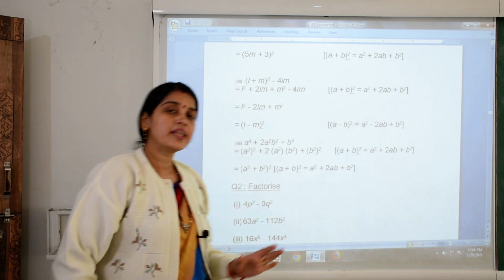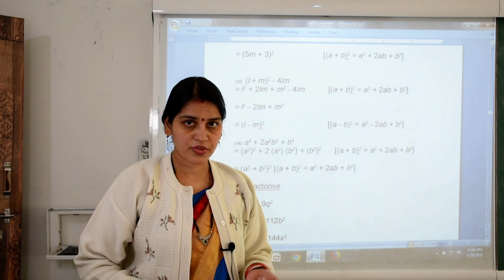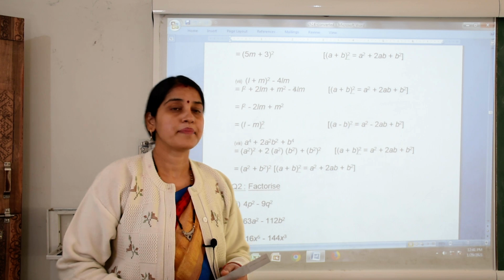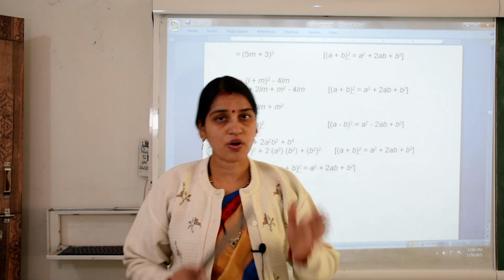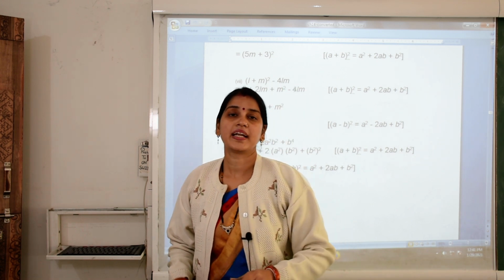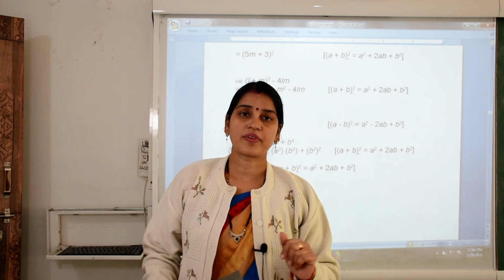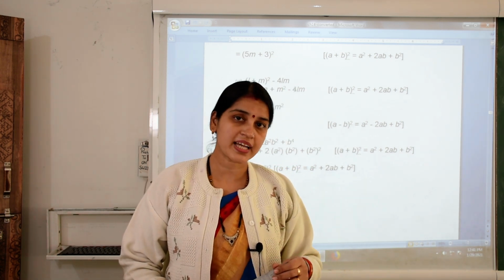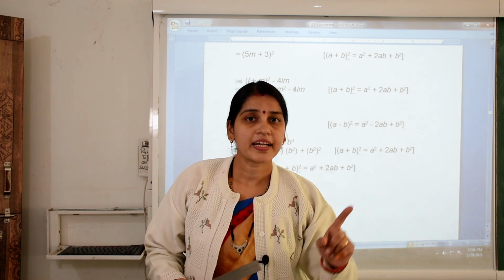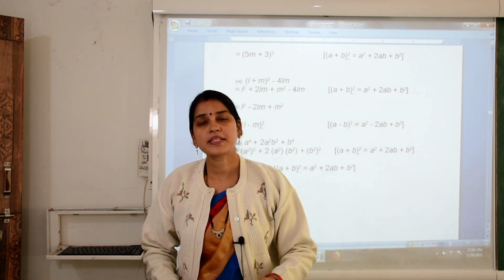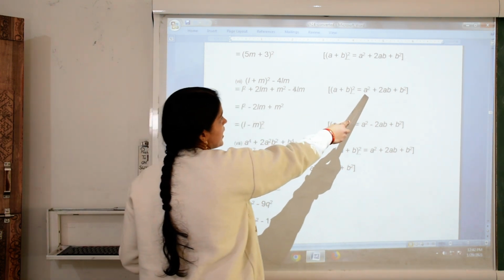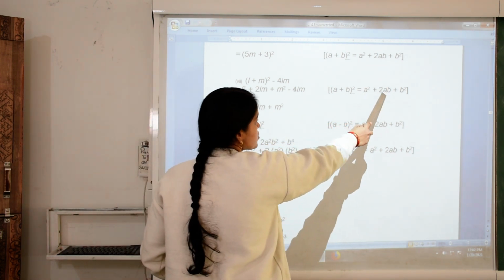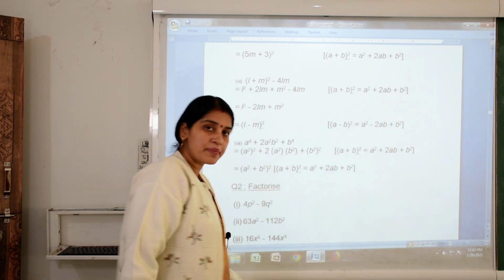Here you have given (L plus M) whole square minus 4LM. Now this one is given in the bracket, so first we always solve the bracket. So L plus M whole square, that means we can apply which identity? Yes, identity first, (A plus B) whole square. So (A plus B) whole square means A square plus 2AB plus B square.